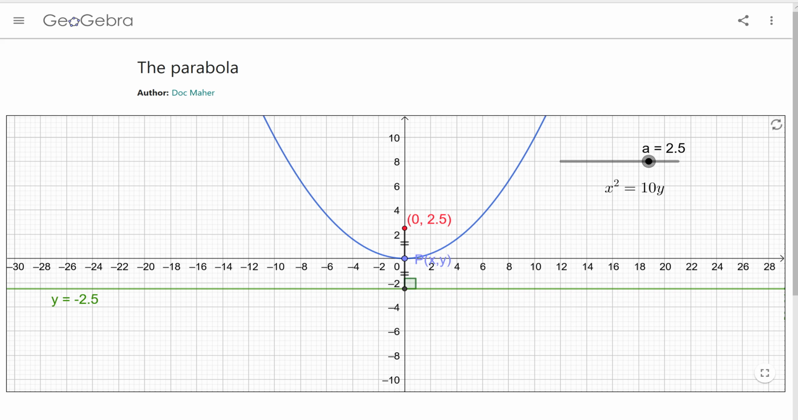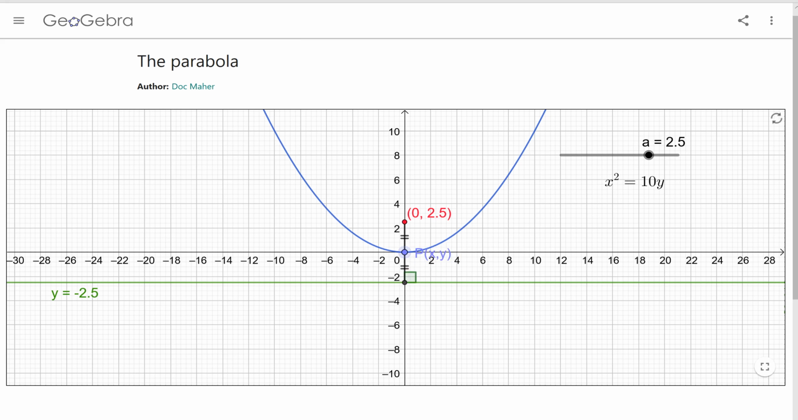And P, a point on the parabola, in fact any point on the parabola, is always equidistant from the focus and the directrix. So in fact, as we move P to all the possible positions that it could occupy, such that it is equidistant from the line and the focus, then we trace out the parabola. And the equation of this particular parabola is x squared equals 4a, which is 10 times y.